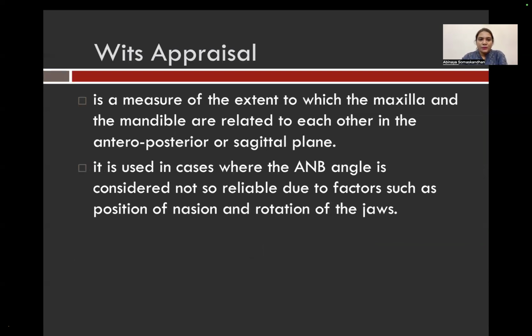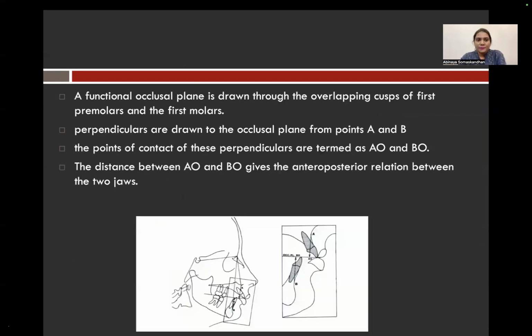Next, coming to Wits appraisal. So it is a measure of the extent to which the maxilla and mandible are related to each other in the anteroposterior plane or the sagittal plane. It is used in cases where the ANB angle is considered not so reliable due to factors like the position of nasion not being established properly, or rotation of the jaws. In these conditions, we consider the Wits appraisal.